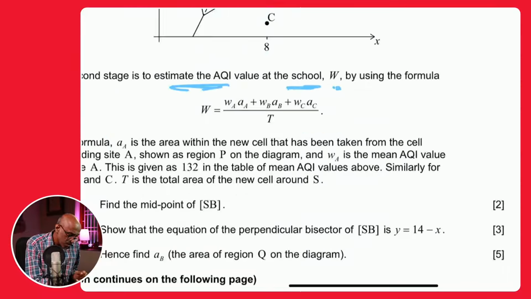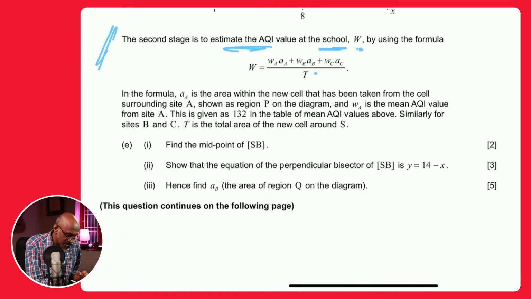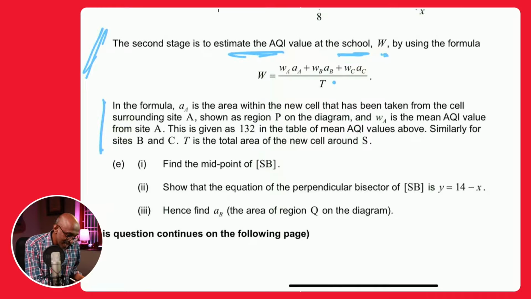W is equal to WA times alpha A plus WB times alpha B plus WC times alpha C, the whole thing divided by T. Let's understand what this formula means. In the formula, alpha A is the area within the new cell that has been taken from the cell surrounding A. The area within the new cell.